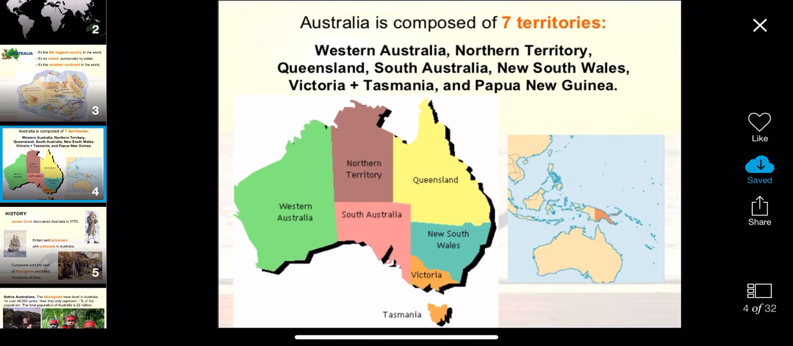And as you can see, the 7 territories are laid out here. So in green, we have Western Australia. In brown, the Northern Territory. In red, South Australia. In yellow, Queensland. In blue, New South Wales. And in orange, Victoria. And you can see that Tasmania is also at the bottom. There is also Papua New Guinea, which is shown on the map on the right.